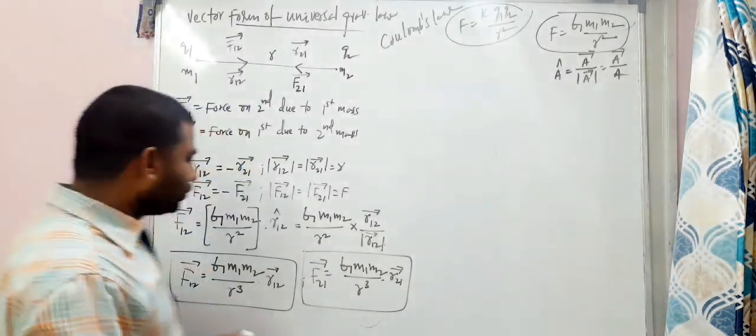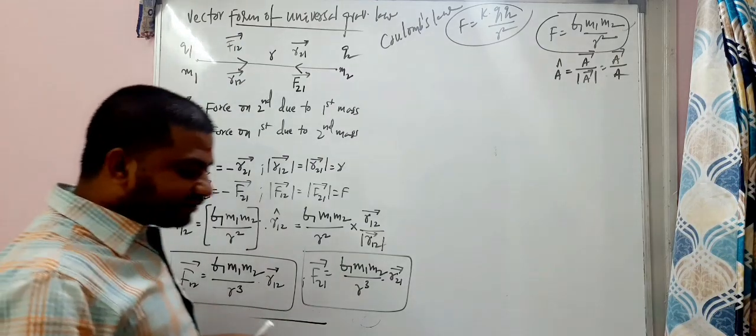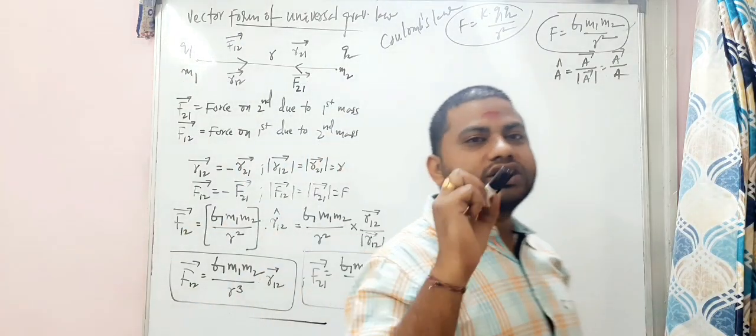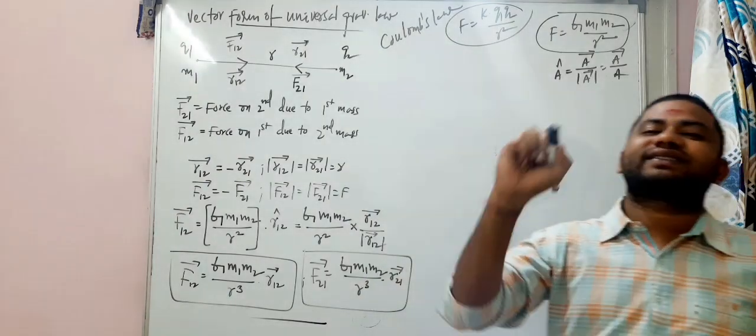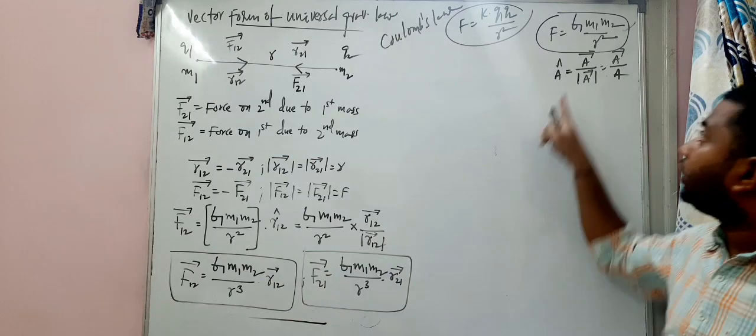Alright, and coming back to this. So these are the vector forms of the universal law of gravitation. Which among the following expressions is correct? Do not search for R square in the denominator.